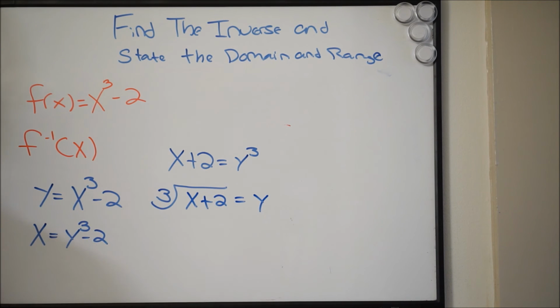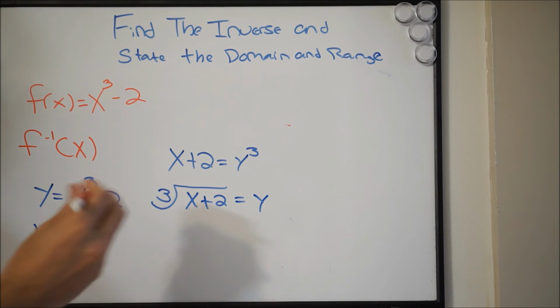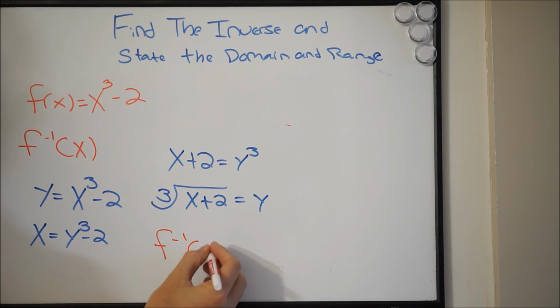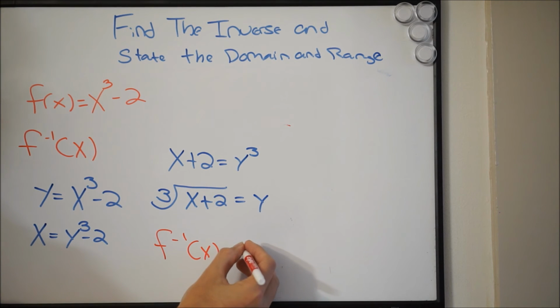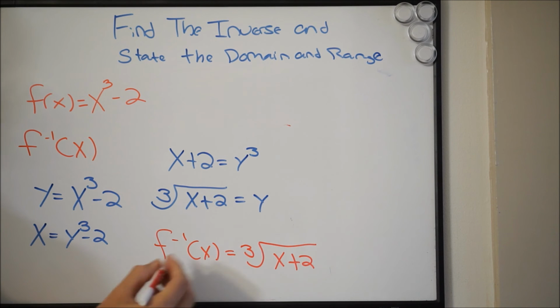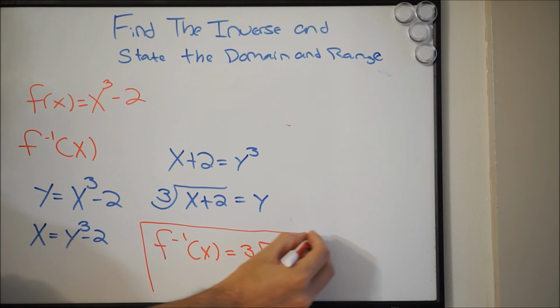So here is our inverse. And since it is a function, we can write it in function notation. So our final answer will be like this: f inverse of x equals the cube root of x plus 2. Okay, so here is our final answer.